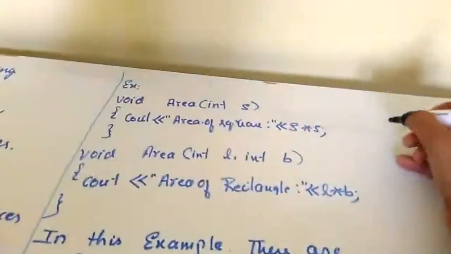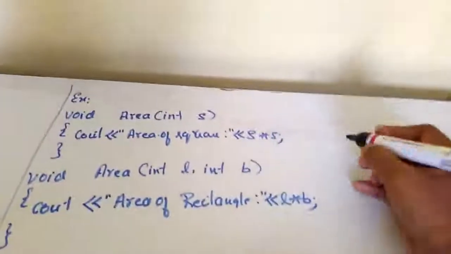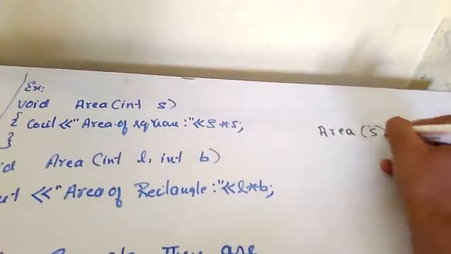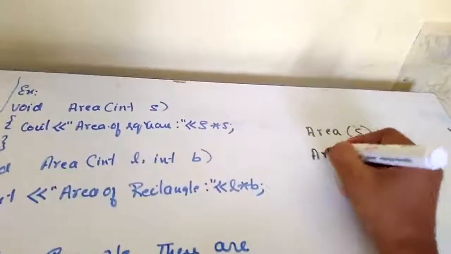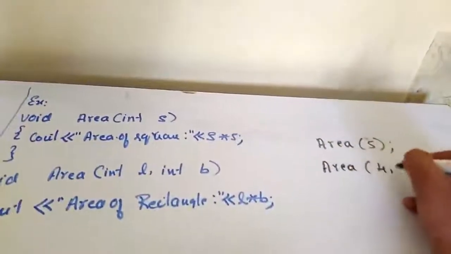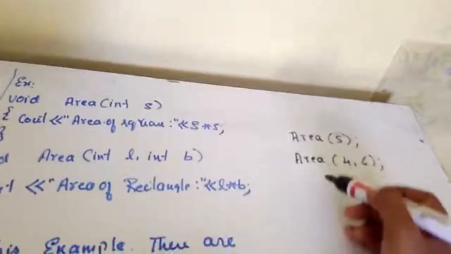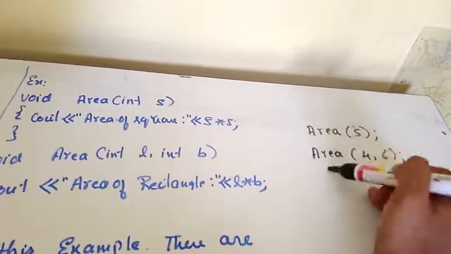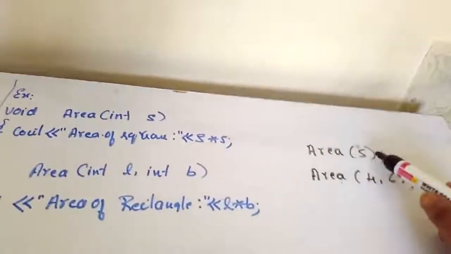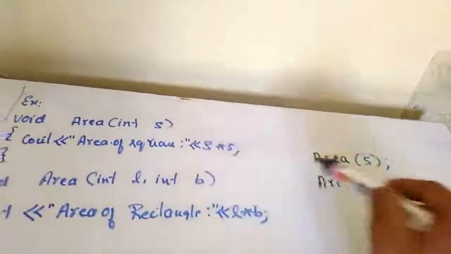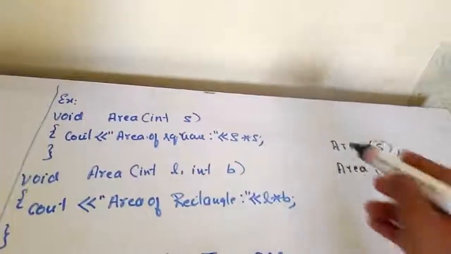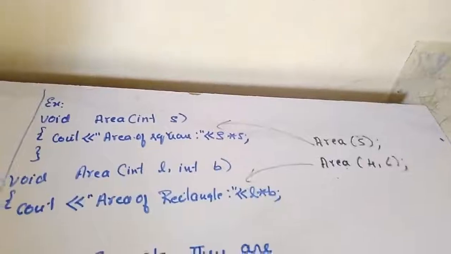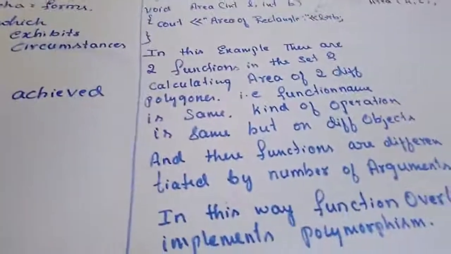For this function definition, the function calls are like this: area(5); and area(4, 6). When you see this, the function name is the same here, both functions having the same name. By seeing the number of arguments, it chooses which function it has to call. This call matches with this function, and this one matches with that function. So in this way, we can achieve polymorphism.